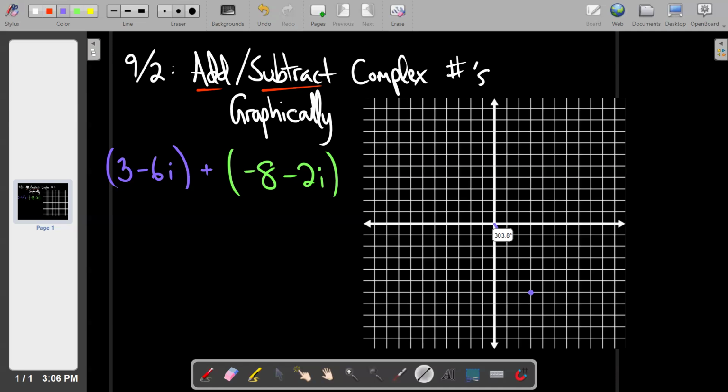Now what I'm going to do is represent it with something that looks a lot like a vector. In science, when you want to add 2 vectors together, someone will teach you this. It's called the tip to tail method. So let me zoom in on this real quick.